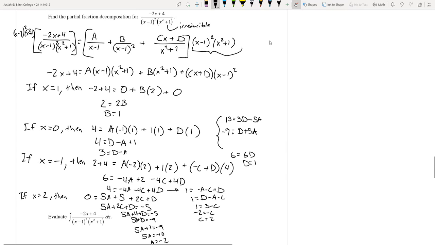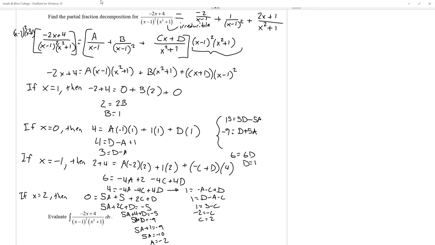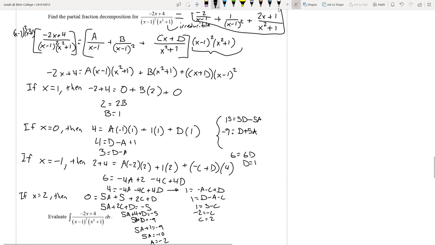And so we get that our fraction is equal to negative 2 over x minus 1 plus 1 over x minus 1 squared plus 2x plus 1 over x squared plus 1. And so we can see here that this is essentially a problem in and of itself. And so we treat the evaluation of the integral as a separate problem in this particular case. So now we have this partial fraction decomposition. We'll go ahead and look at the integral separately. So I'll box this guy because there was quite a bit of work behind it, and then I'll copy paste it as well.